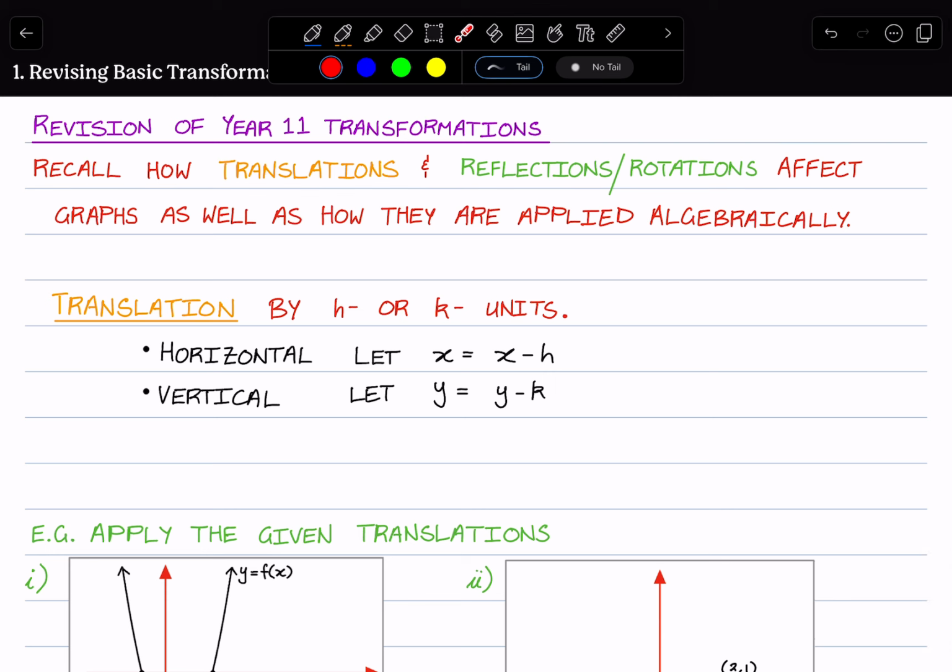Hello class, this is a video tutorial on the revision of Year 11 transformations. Recall how translations and reflections or rotations affect graphs as well as how they are applied algebraically.